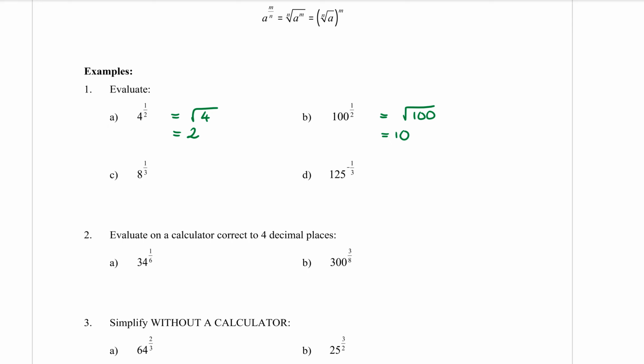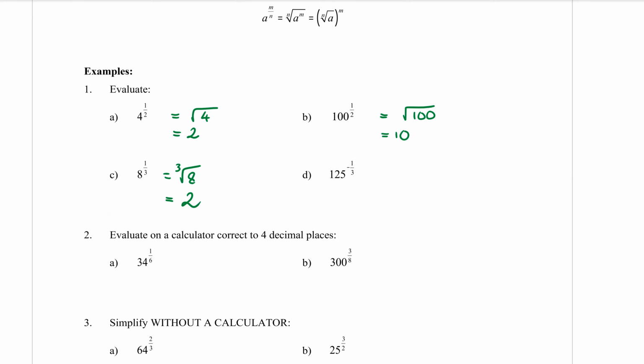Part C, see the 3 on the bottom there? That means that it's now become a cubed root of 8. Now, with a square root, you notice you never have to write the 2 on here, but any other type of root, you have to write the 3 if it's a cubed root, or 4 for a fourth root. Okay? So it's a cubed root of 8, which means 2 times 2 times 2 makes 8, which means the answer to that is 2.